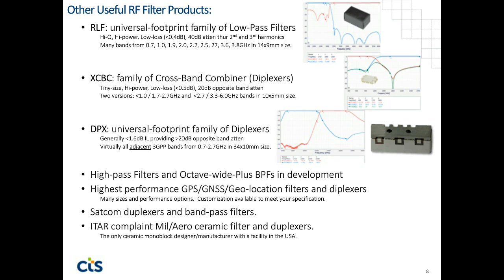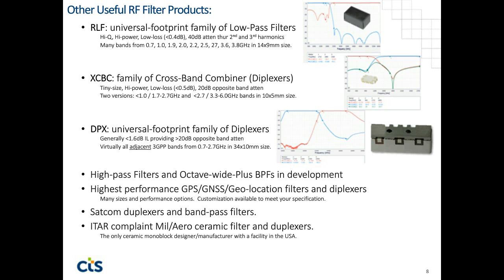These are all just some examples, but all of them are offered in the DPX family and as an interchangeable universal footprint. So these are extremely popular with the multi-band base stations or repeaters or DAS systems that are trying to combine many bands into a single antenna port.